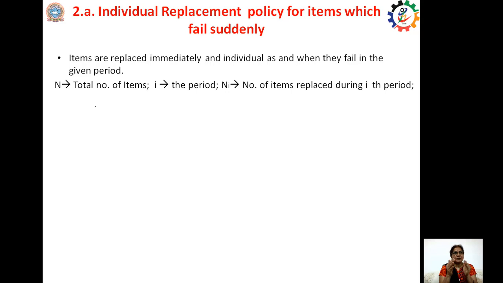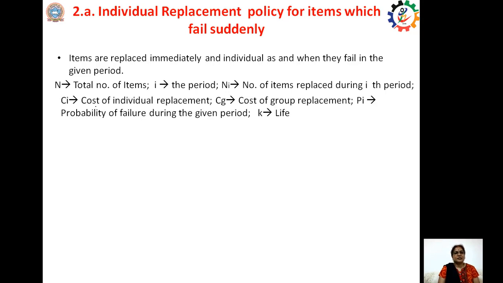So group replacement policy clearly has two parts of costs. The first part is due to individual replacement, the second part is due to group replacement. We have used a few symbols here. N is the total number of items. Previously it was the period; here it is the total number of items. It depends on what type of problem you are solving. Capital N is the total number of items. I stands for the period. Ni means N for the first year, N for the second year, like that: the number of items replaced during the ith period. During the third period it is N3, fourth period N4, like that.